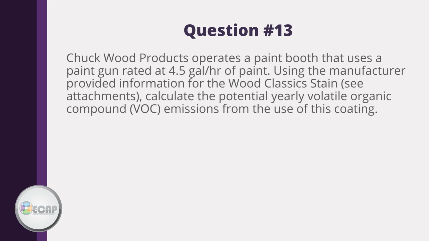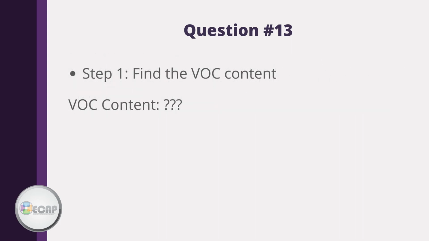Paint booths are a common source of volatile organic compound emissions, and the safety data sheet associated with the products used will be a valuable tool to determine associated emissions. We know our paint gun is rated at 4.5 gallons of paint sprayed per hour, so let us get started. First, we must find the VOC content of the paint.